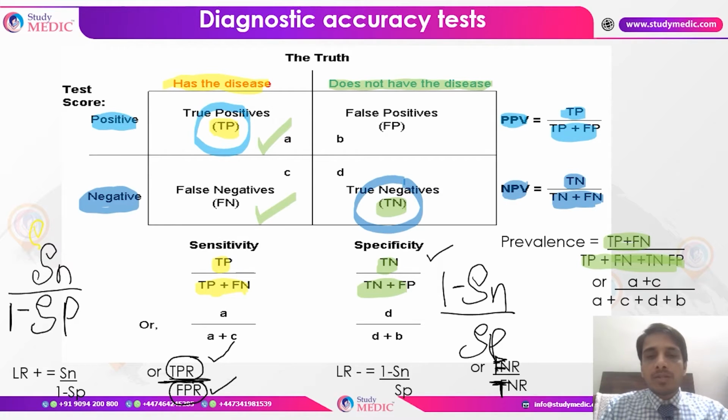What does this false negative rate mean? Those who are having the disease yet tested negative compared to those who are actually not having the disease are tested negative. I will repeat, those who are having the disease are tested negative, false negative, divided by those who are not having the disease are tested negative, true negative rate. The lower is the negative likelihood ratio, the better is the diagnostic accuracy test.